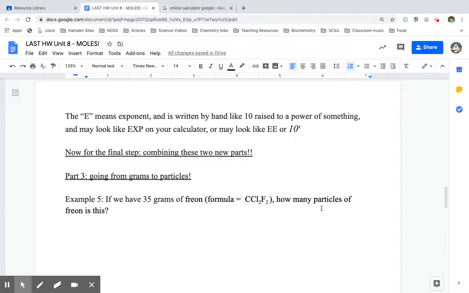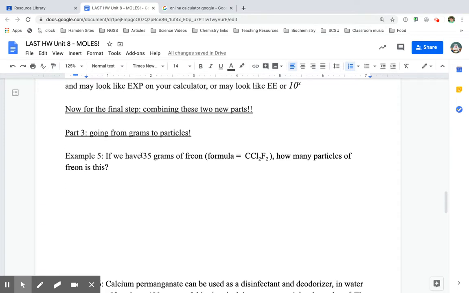And now the final step. We're going to combine these two parts. We're going to go from grams all the way to particles. Okay, if we have 35 grams of Freon, and we have to know the formula of Freon, so I'll give it to you. How many particles of Freon are in that many grams?